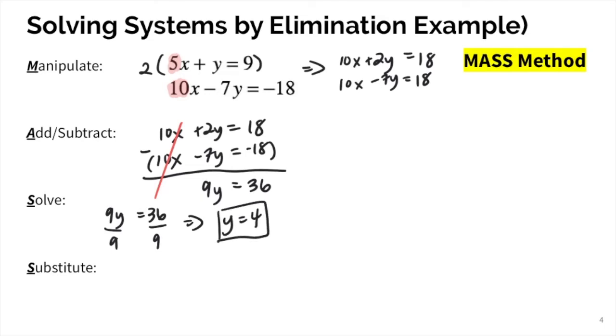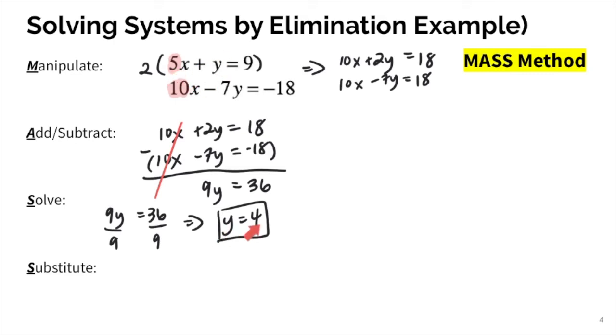Okay, now I want us to look back at our original system, right? We have two different variables, so we have two unknown values. I only found the value for one of my unknowns, so I only found it for y. I need to find what x is as well.